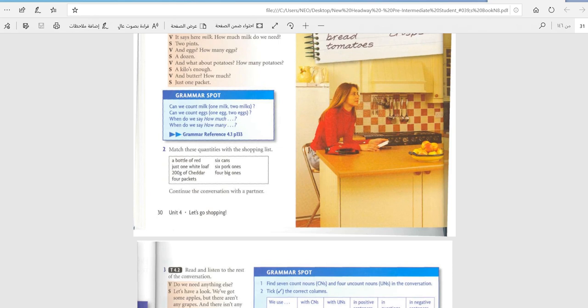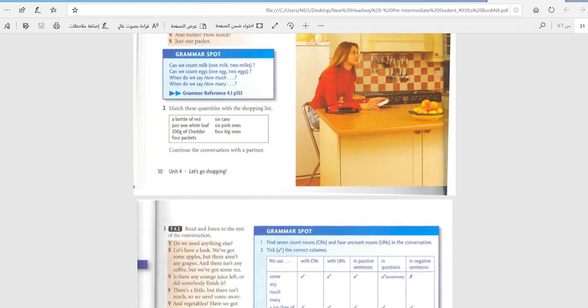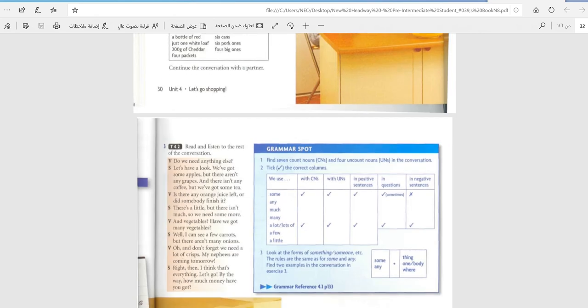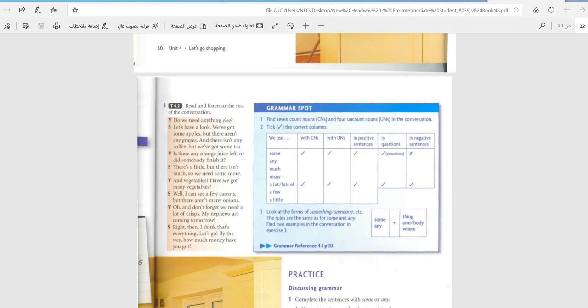Match the questions with the shopping list. A bottle of red, 6 cans, 6 packs, 4 packets, 200 grams of cheddar. Okay, Unit 4, let's go shopping. Read and listen to the rest of the conversation.